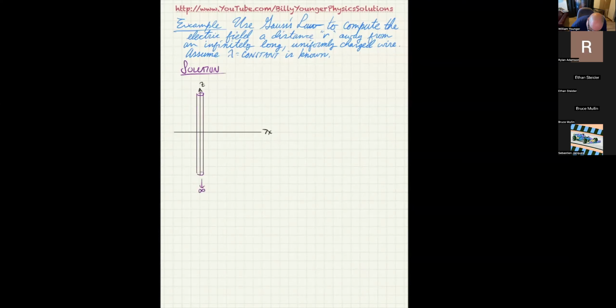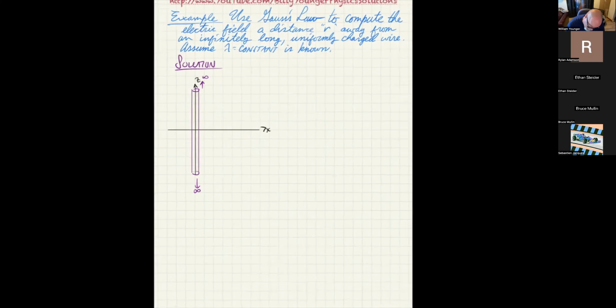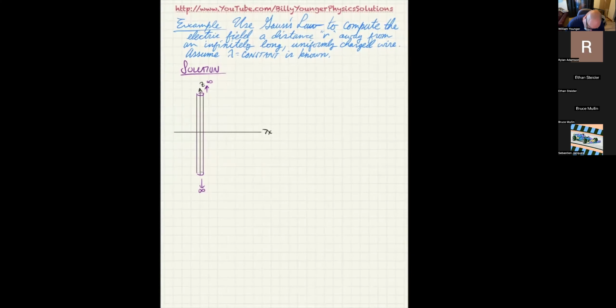It goes on forever this way. And right here, at a distance r away, is the point P. Actually, let me put it a little closer. You'll see why in a second. I'm going to put the distance a little bit closer. That's going to be a distance r, and this is going to be the point P.